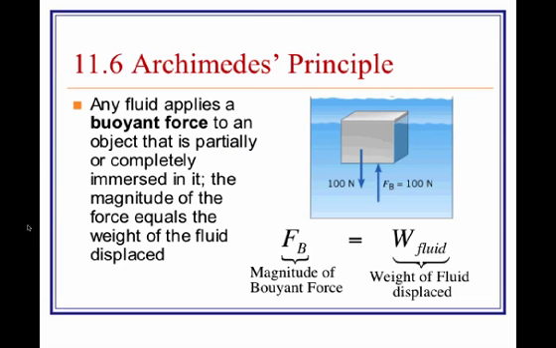When some object is placed in a fluid, it displaces a certain amount of that fluid. That fluid, therefore, applies a force on that object. The force applied, or the buoyant force, is equal to the weight of the fluid displaced. So depending on how much fluid is pushed out of the way, that equals the amount of force, generally, and in this case, it's always going to be upward on the object.